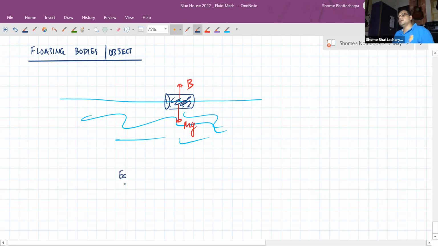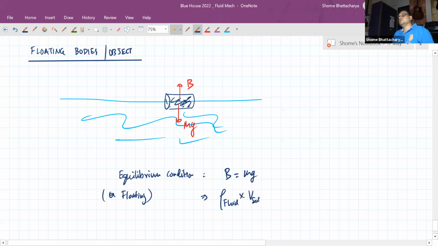So the equilibrium condition, or what we can call the floating condition, is that the buoyant force balances the weight of the object. So density of fluid multiplied by volume of the submerged part into g must be equal to the weight.